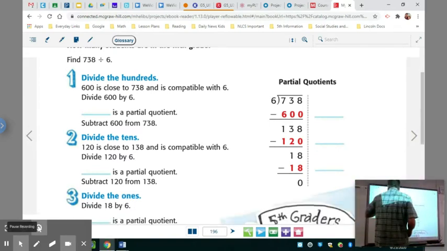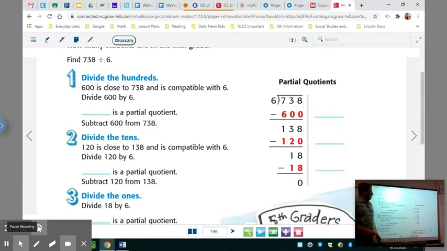They took what we have done in the past, 738. Will 6 go into 7 evenly? No. Will it go into 73 evenly? No. What number would this have to be? It would have to be a 6 to go into it evenly. So what they've done here is they said, let's go ahead and say 600 here. How many times does 6 go into 600? 100. So that's where they get the partial quotients right there.